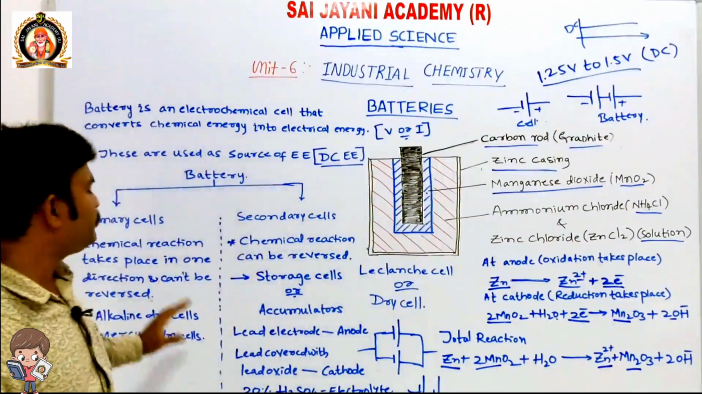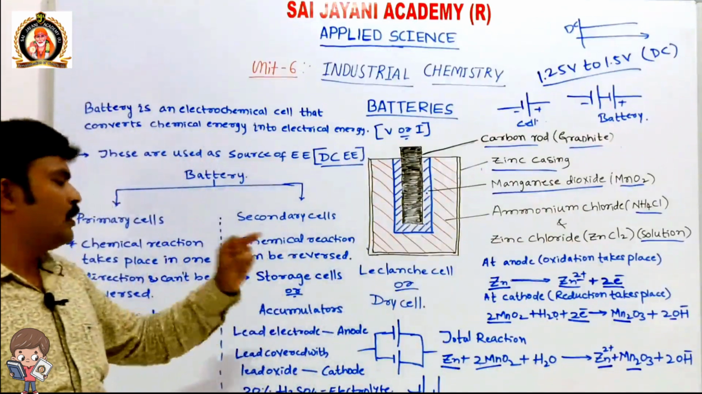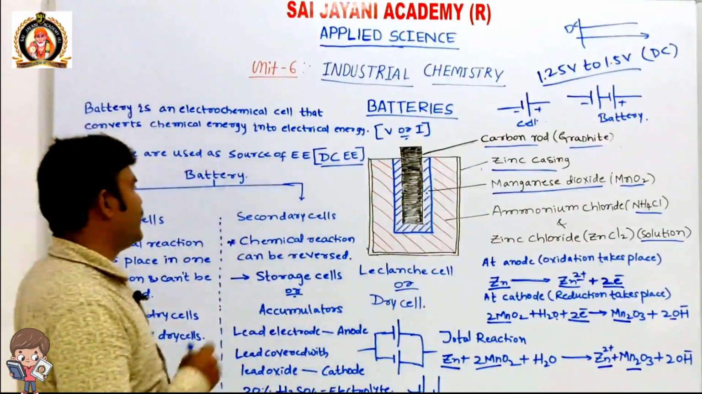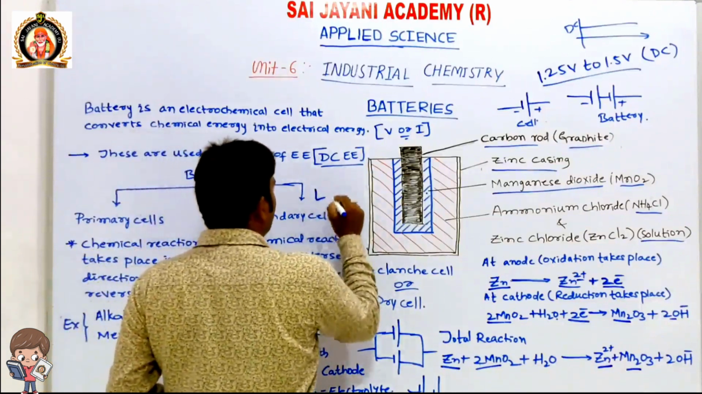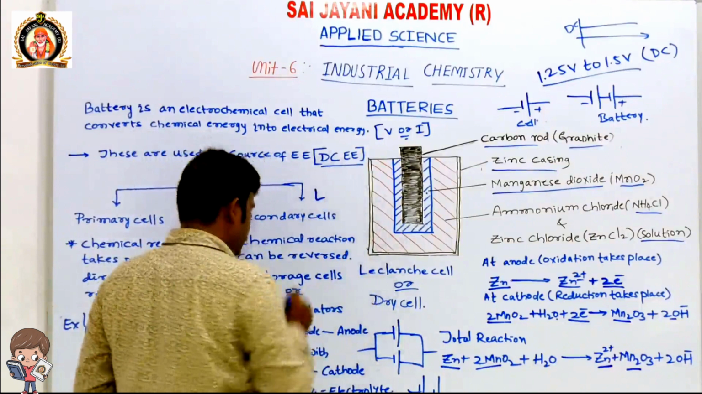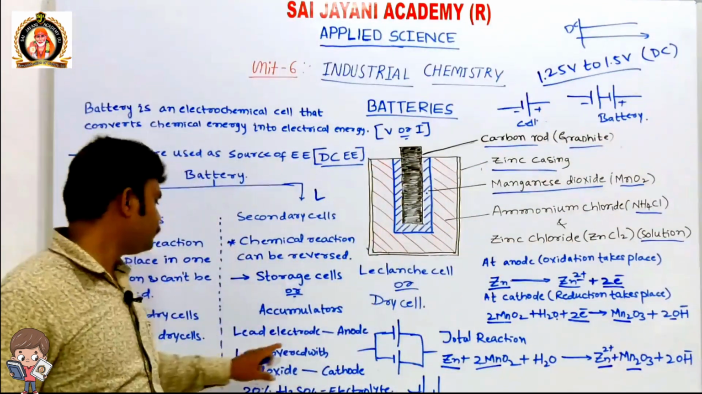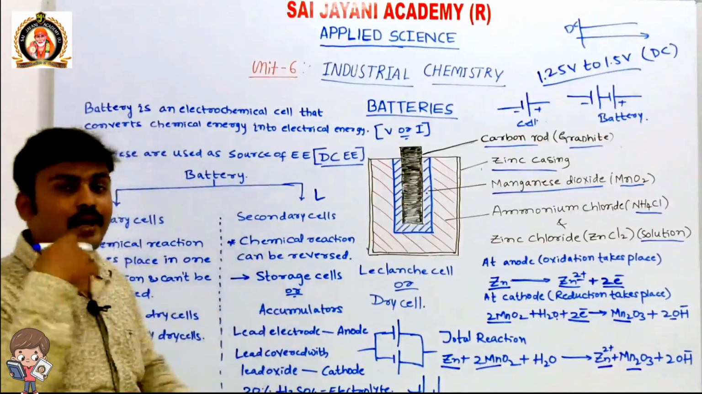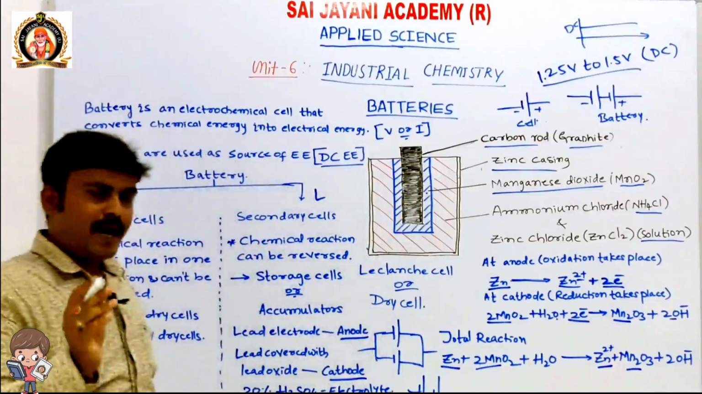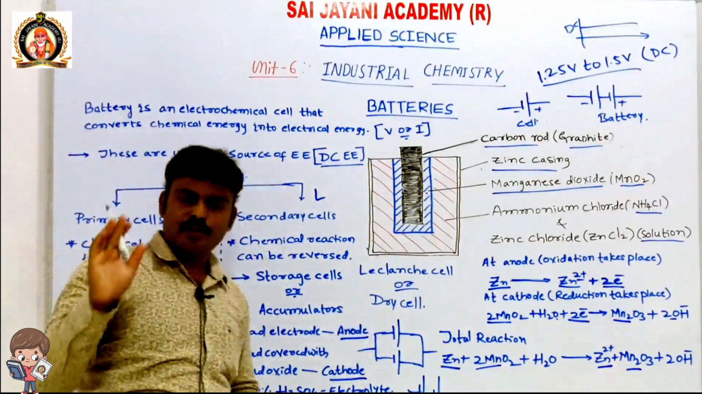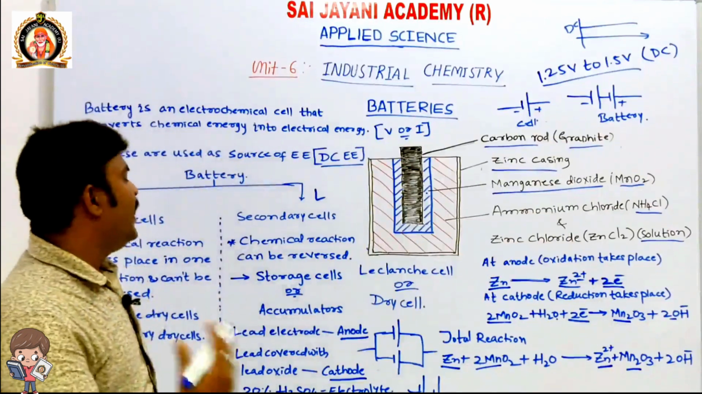Here, if you consider a lead acid battery, it is an example of a secondary cell. The lead electrode acts as the anode, and lead covered with lead oxide acts as the cathode, and 20% sulfuric acid, H2SO4, is used as the electrolyte.